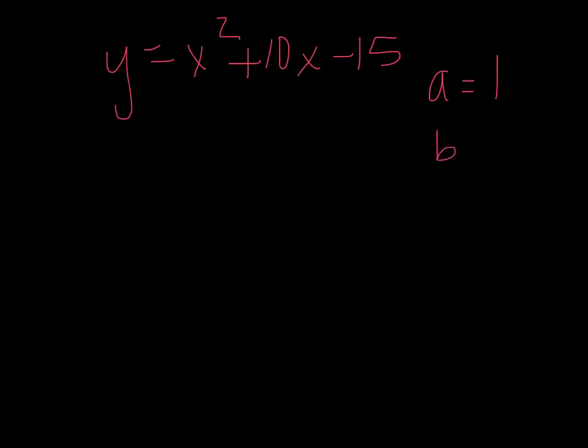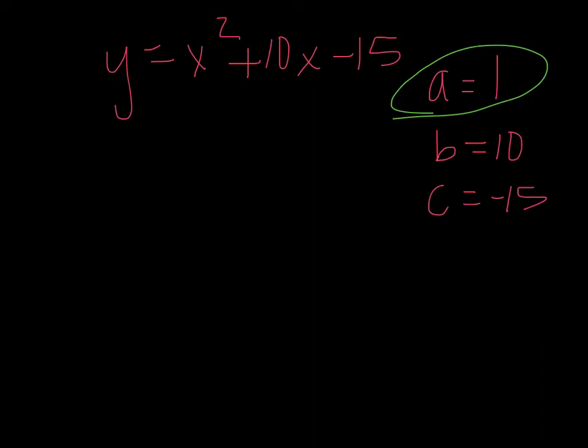Alright, so this is an example: y equals x squared plus 10x minus 15. I'm going to change it from standard form to vertex form by completing the square. One thing I want to go over is my a term in this problem is 1, my b term is 10, and my c term is negative 15. When you're completing the square, the first step is to remember that my a term has to be 1. In this example, since a is equal to 1, I can do my next step.